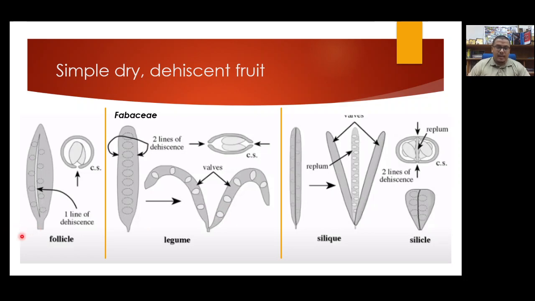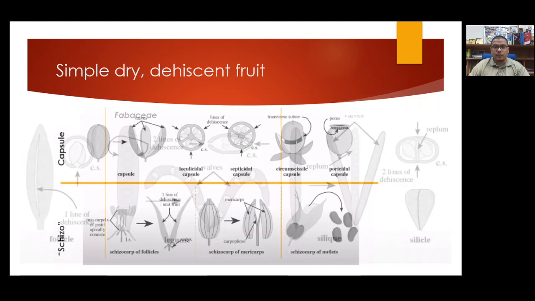A follicle, on the other hand, is again one carpel, but it only opens on one side, along one line. So one line of dehiscence here. And then there's a silique and the silicle. They are essentially the same. They just differ because one is long and thin, and the other is short and squat. Otherwise, they are almost the same. So this is a simple dry dehiscent fruit.